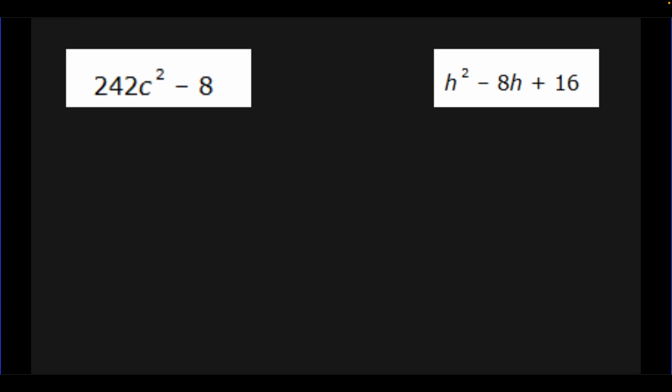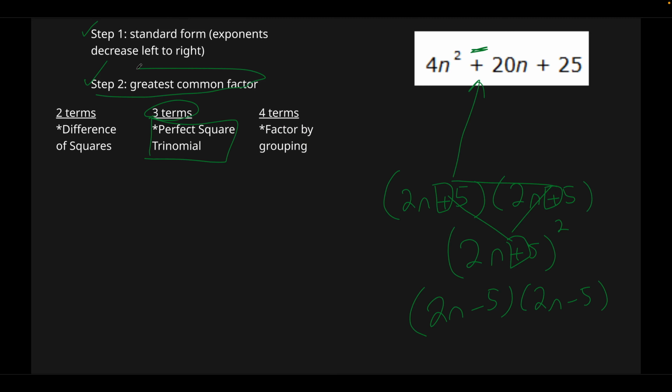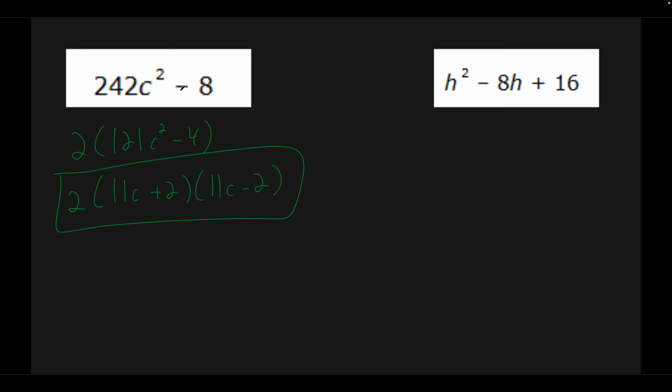Okay, now that you've had time to work these problems, let's check your solutions. For the first problem, hopefully you remembered, if you go back to your steps, step 2, greatest common factor. So hopefully you said, oh, I can factor a 2 out of both of those. So you factor the 2 out, and then this is now a difference of squares. So here is our final answer.